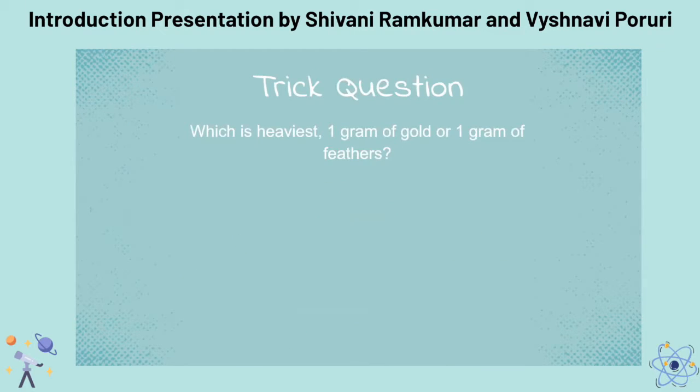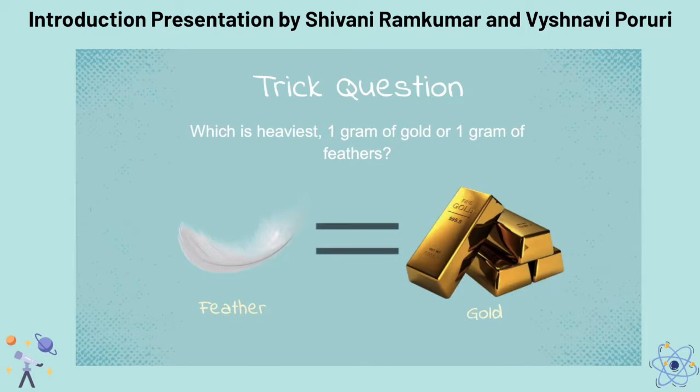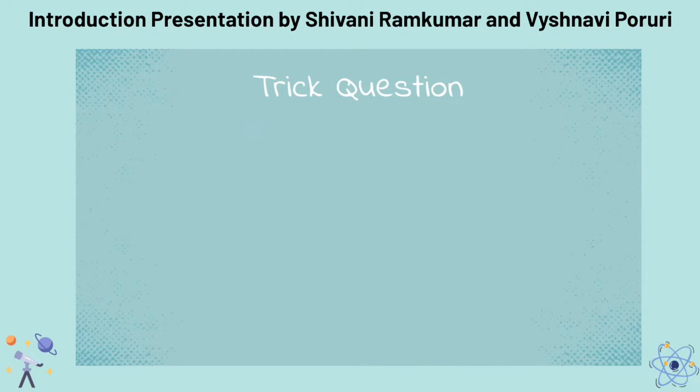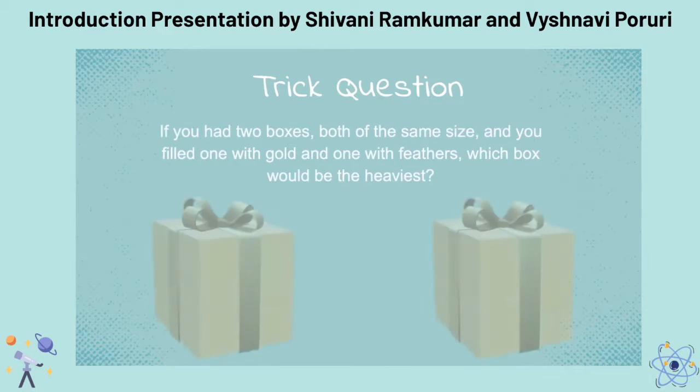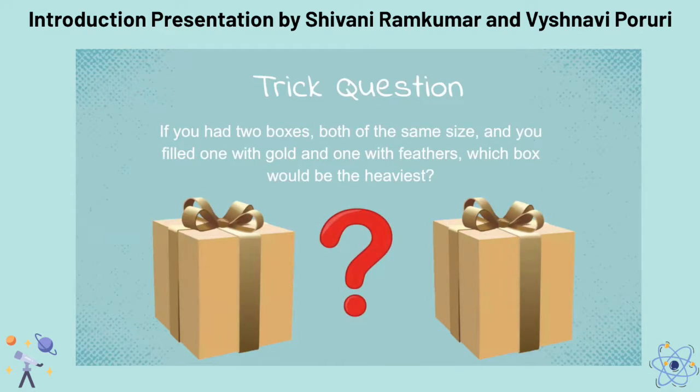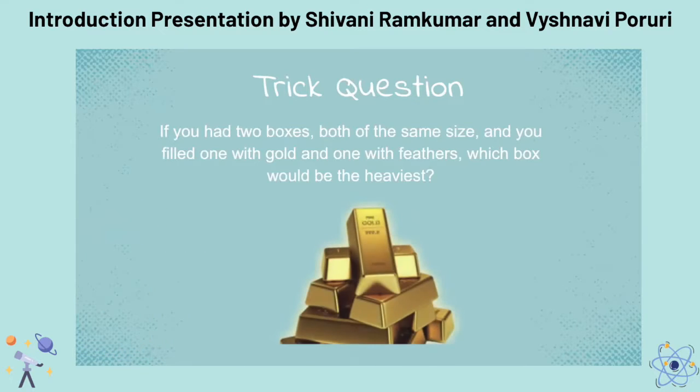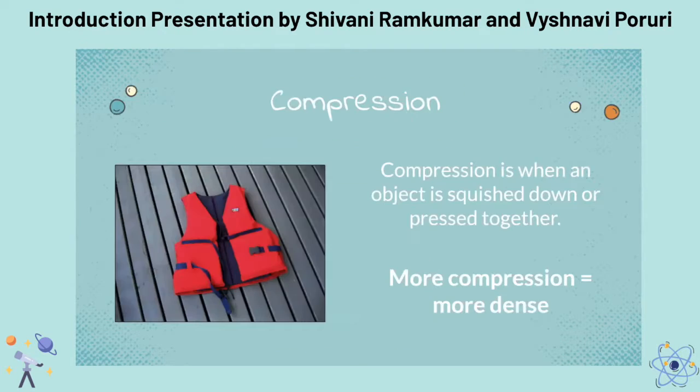So I have a trick question for you. Which is heavier, 1 gram of feathers or 1 gram of gold? The answer is that 1 gram of gold is just as heavy as 1 gram of feathers. They both weigh 1 gram. So here's another question. If you had 2 boxes, both of the same size, and you filled one with gold and one with feathers, which box would be the heaviest? Now the answer to that would be the box filled with the gold, because feathers aren't as dense as the gold, the same volume of feathers would be much lighter.